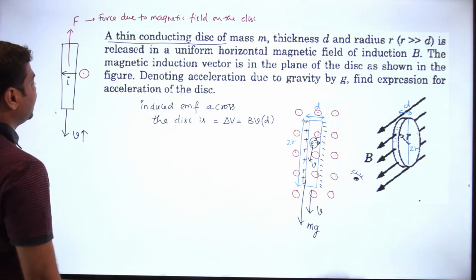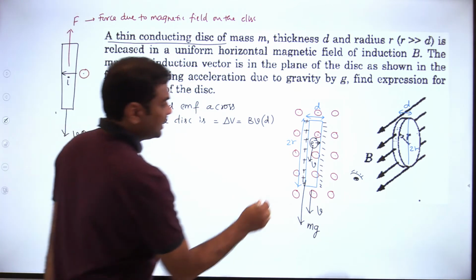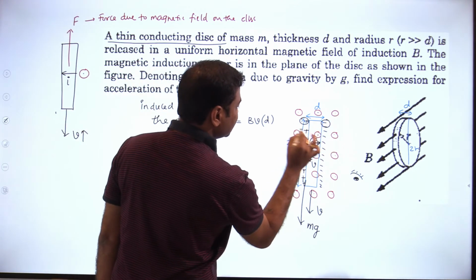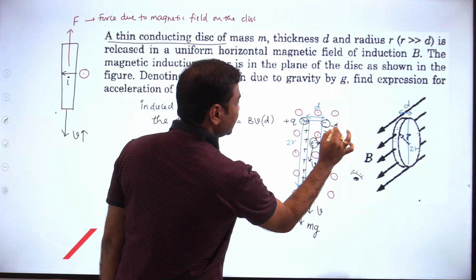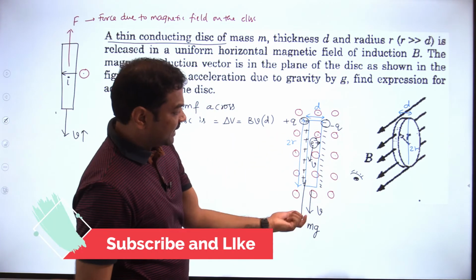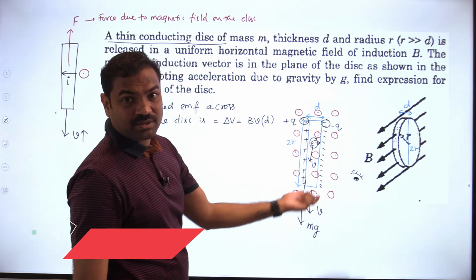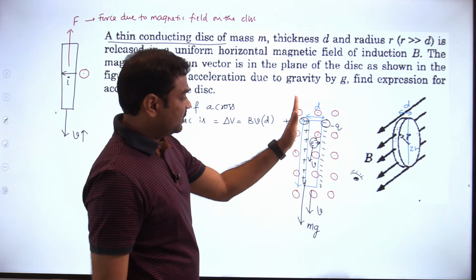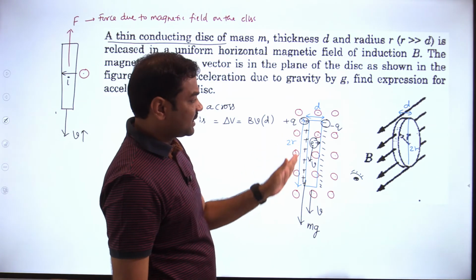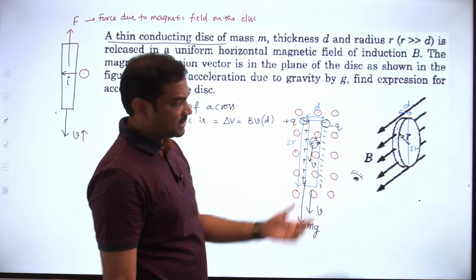Now how to find out the current value? To know the current value, we can find out the charges. Let us say this is plus Q and this is minus Q. So now I can take this one as a capacitor. So what is the area? Circular area. One side circular area, other side is obviously circular one only.